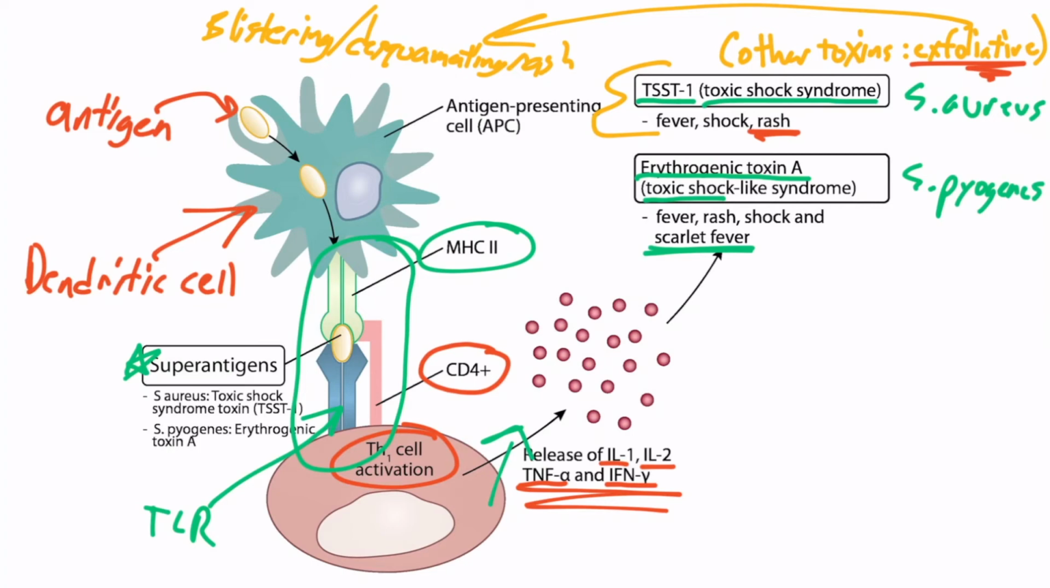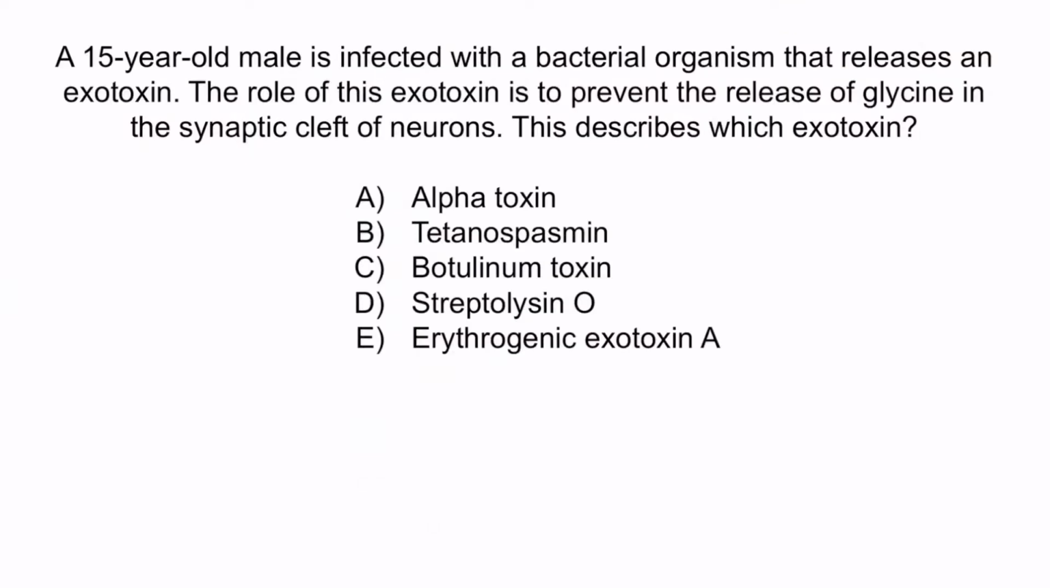Now that we've covered the topic of virulence, let's do a review question to apply what you've learned. A 15-year-old male is infected with a bacterial organism that releases an exotoxin. The role of this exotoxin is to prevent the release of glycine in the synaptic cleft of neurons. This describes which exotoxin? A. Alpha toxin, B. Tetanospasmin, C. Botulinum toxin, D. Streptolysin O, or E. Erythrogenic exotoxin A.